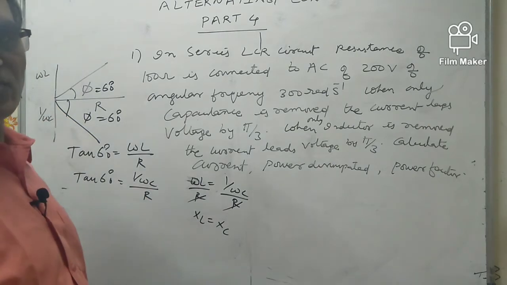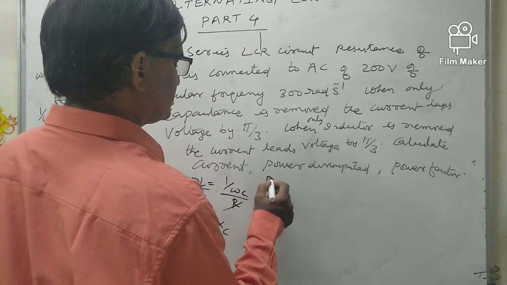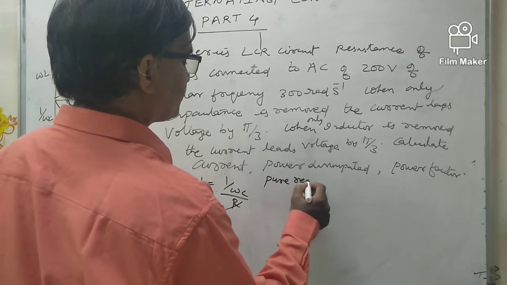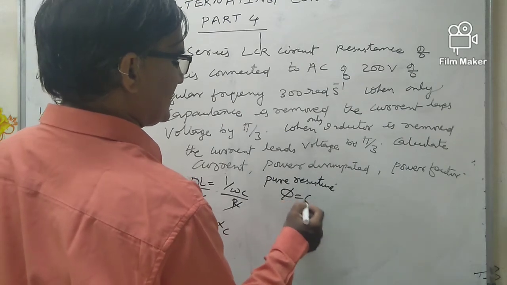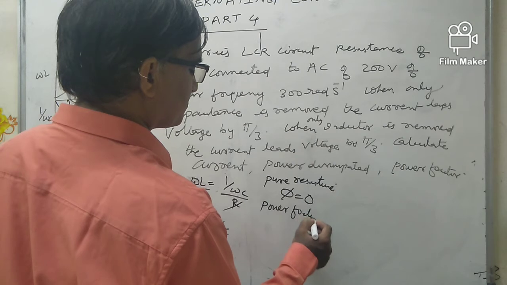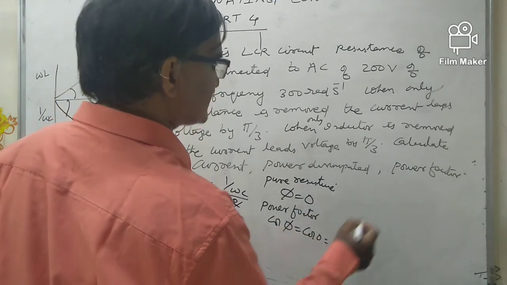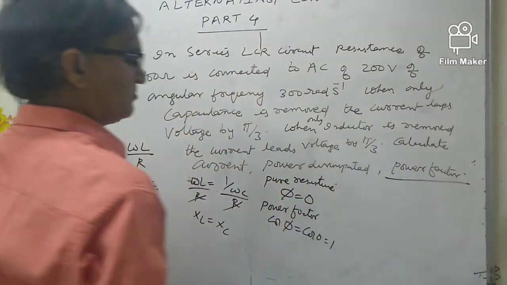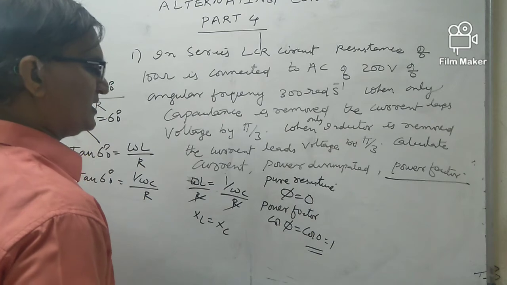XL is equal to XC means what? It is a pure resistive circuit. Pure resistive means the phase angle is 0. Then power factor is equal to cos phi, cos 0 is equal to 1. This was asked in the NEET exam. The power factor was asked.